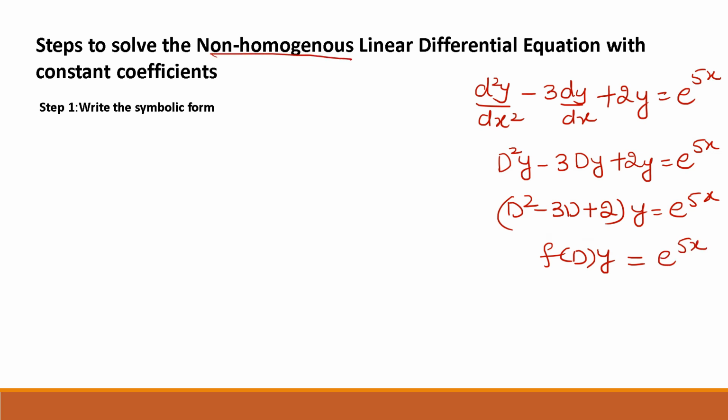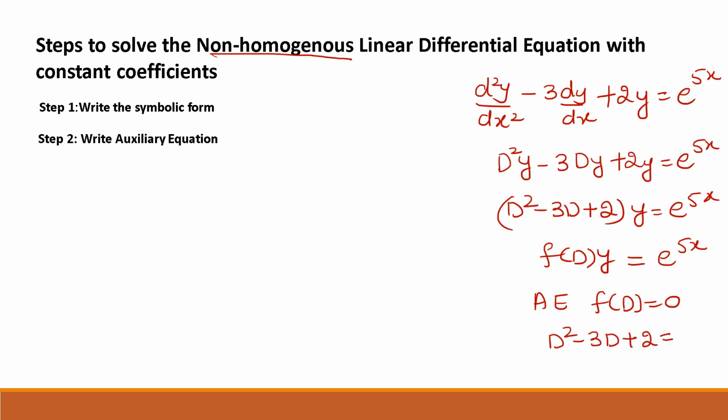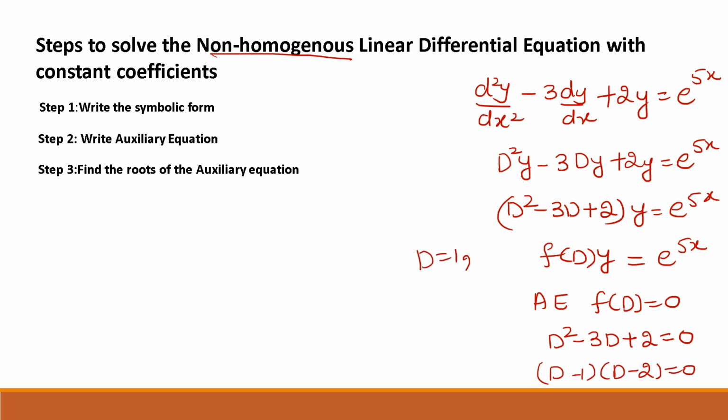Okay. Now what is the second step? The second step is to write the auxiliary equation. What is the auxiliary equation? The auxiliary equation is f of D equals 0. What is f of D here? f of D is d square minus 3d plus 2 equals 0. Now the next step is to find the roots of the auxiliary equation. So what are the roots? This is (d minus 1)(d minus 2). So the roots are d equals 1 and 2.